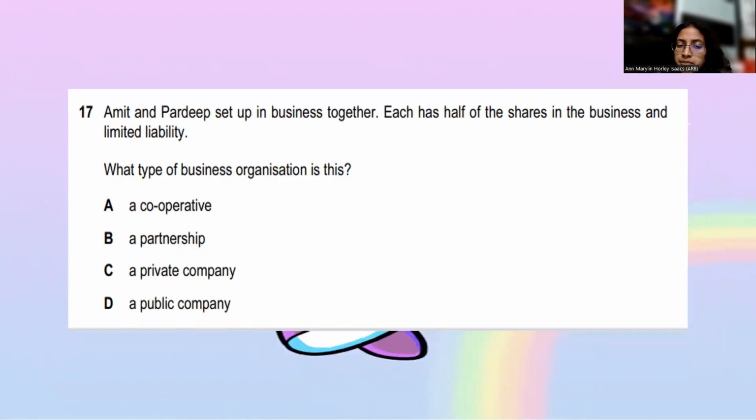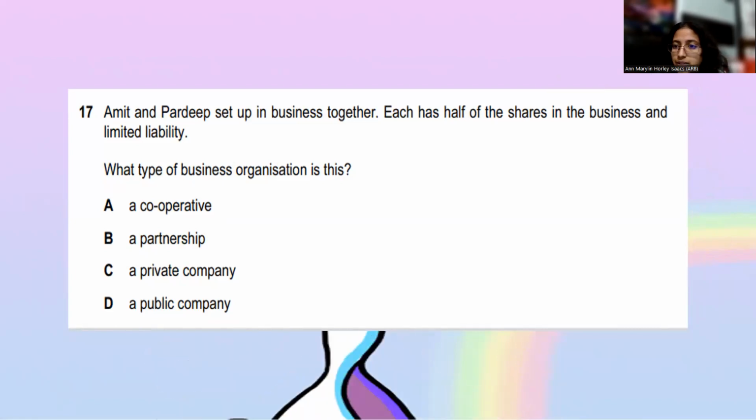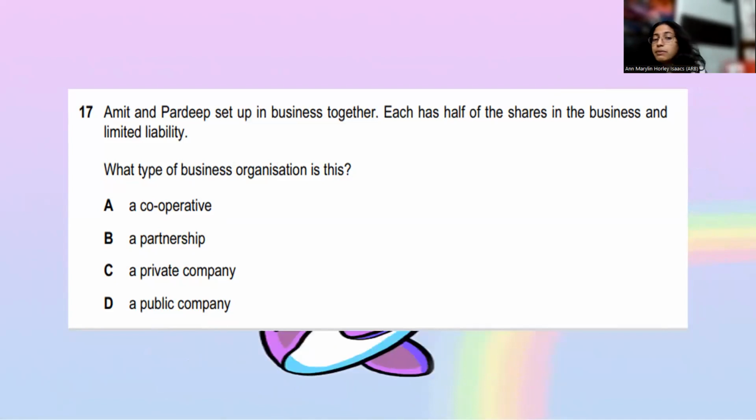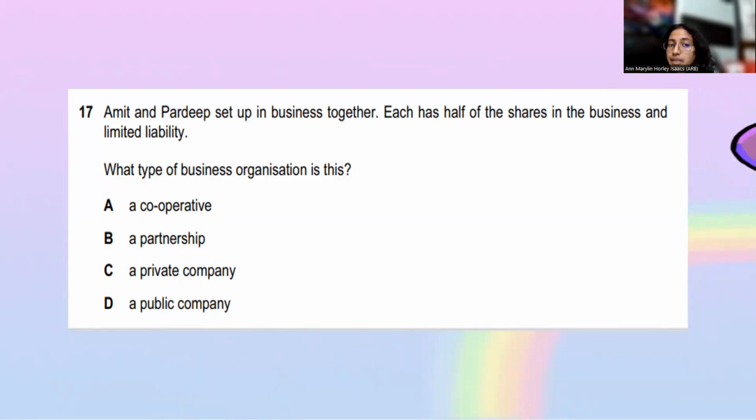Amit and Pardeep have set up in business together. Each has half of the shares in the business and limited liability. What type of business organization? So, types of firms. Now, what would throw a few people off course would be Amit and Pardeep setting up in business together.